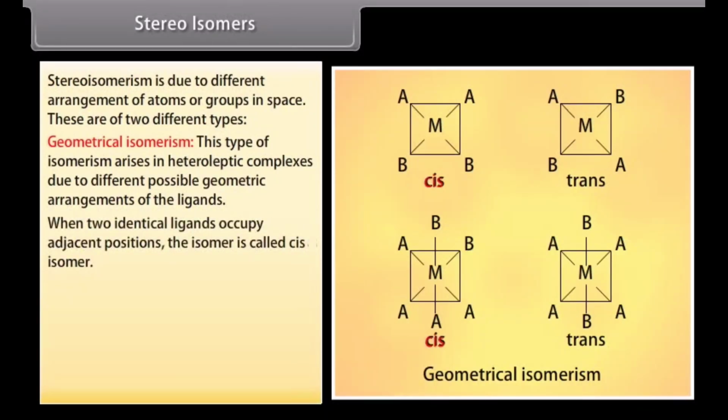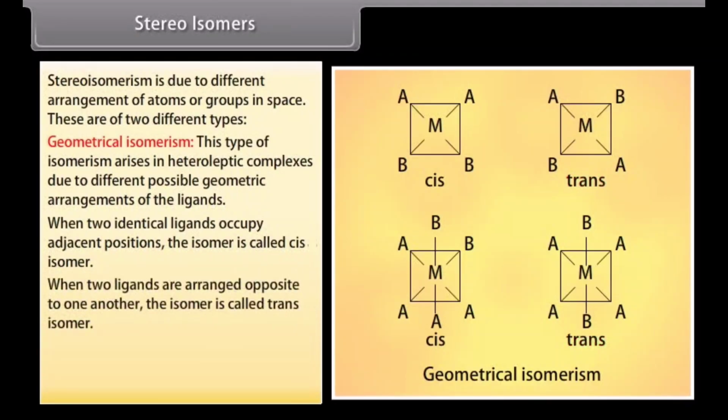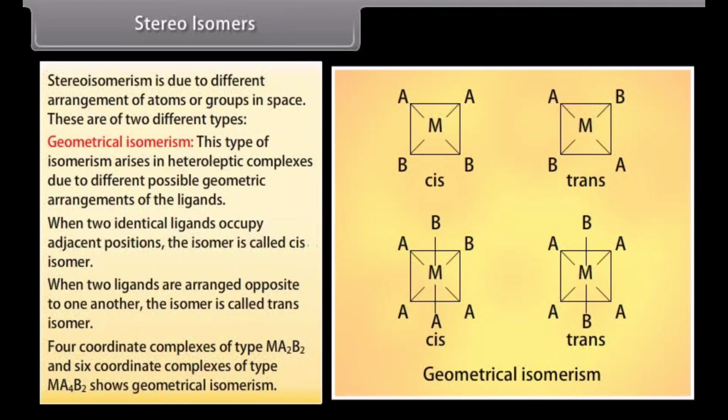When two identical ligands occupy adjacent positions, the isomer is called cis isomer. When two ligands are arranged opposite to one another, the isomer is called trans isomer. Four coordinate complexes of type Ma2b2 and 6 coordinate complexes of type Ma4b2 show geometrical isomerism.